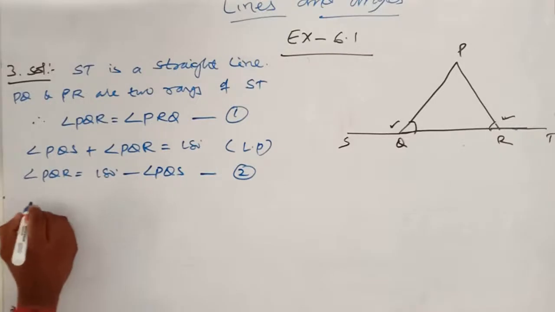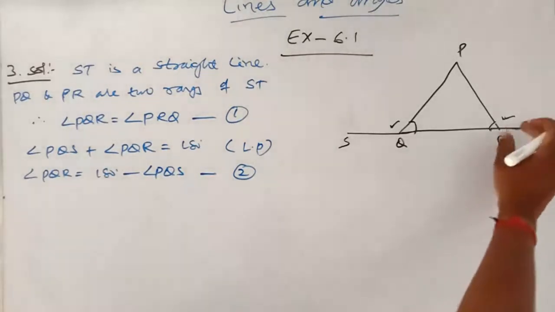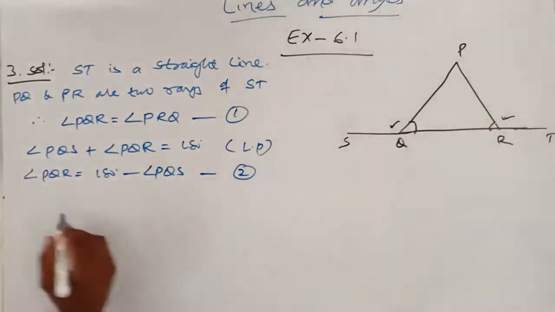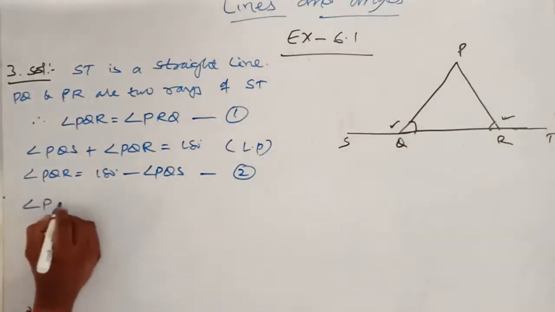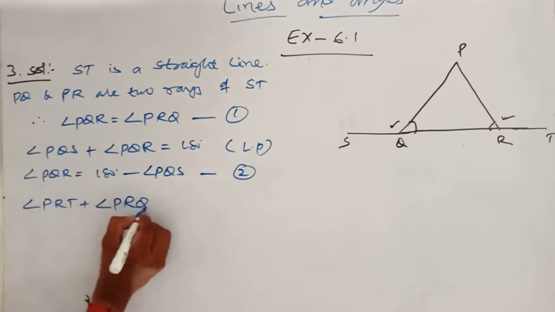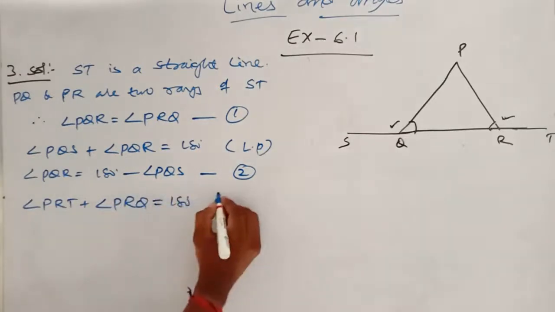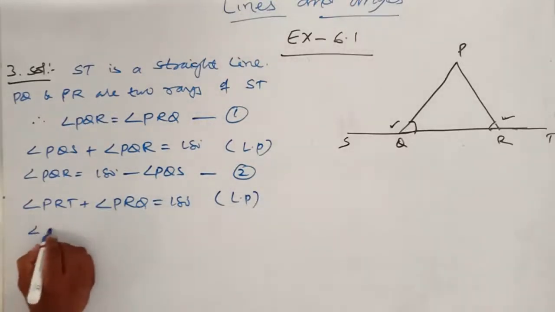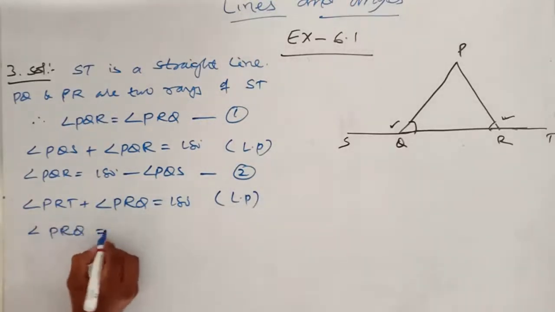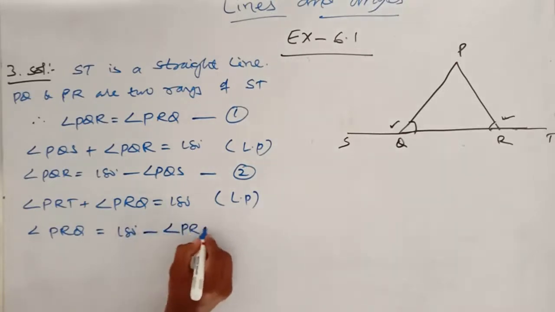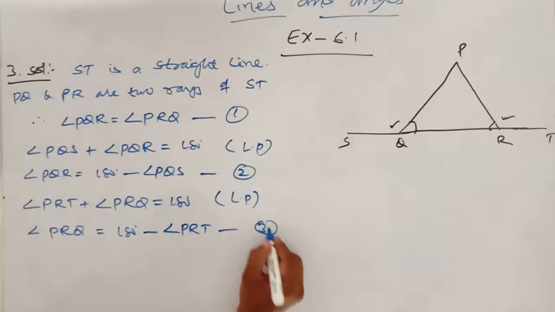And the next one is, again here these two are adjacent angles and it is a linear pair. So angle PRT plus angle PRQ is equal to 180 degrees. Again it is a linear pair. Now angle PRQ is equal to 180 minus angle PRT. This is the third equation.